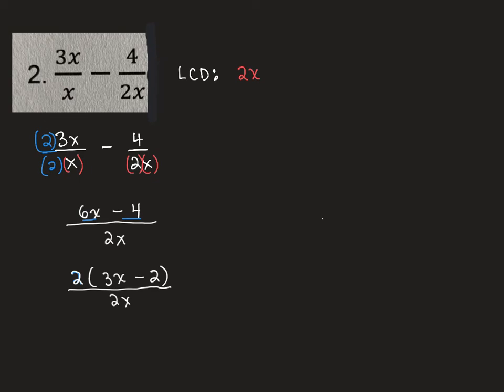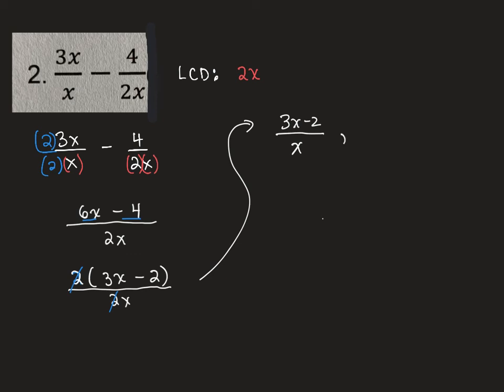Now look at that. We have a common factor of 2 on the top and on the bottom that can divide. All right, that means our final answer is going to be 3x minus 2 on top, x on the bottom, and we are finished.